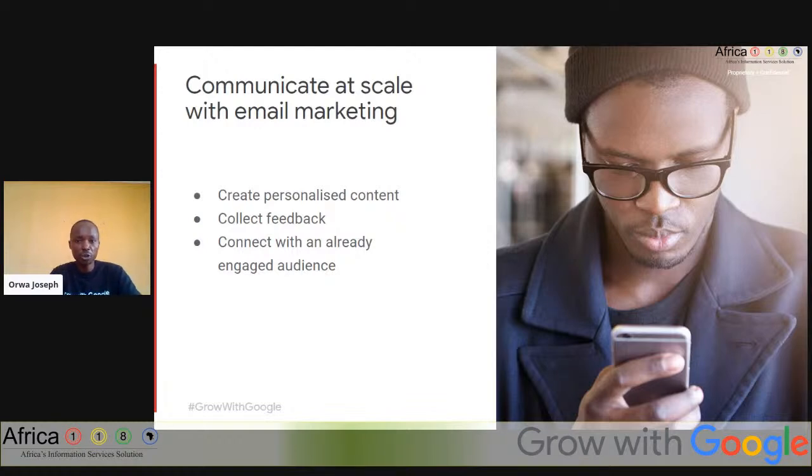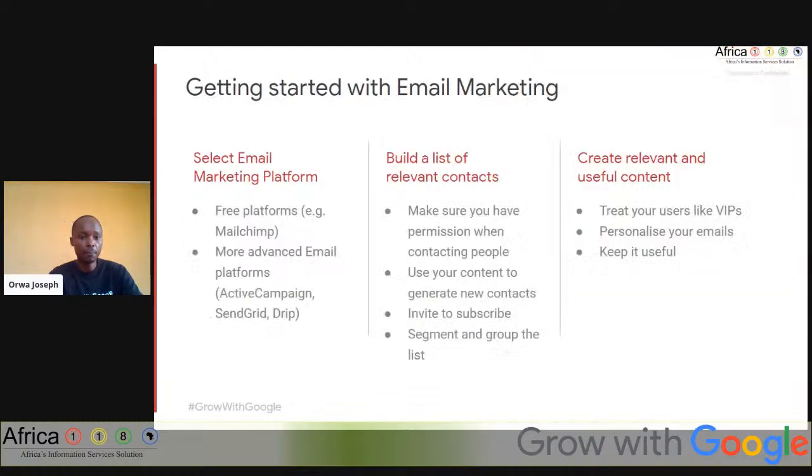So create personalized content. And two, collect feedback and surveys. Let people communicate to you. Get to hear something from your customer so that you understand what is working for them and get to know when they want to receive your emails, and give them the option of whether they want to subscribe or unsubscribe from your email marketing. And then connect with an already engaged audience. If you have an audience that is already there, engage with them. So these are some of the skills that you can use in your email marketing.